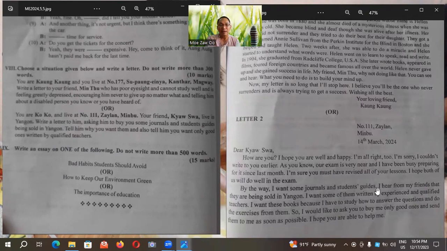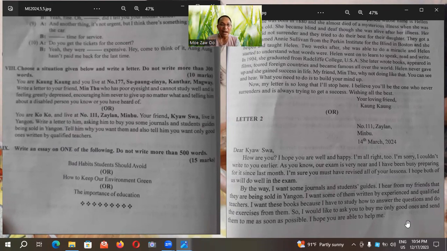So, introduction, greeting. How are you? I hope you are well and happy. I'm all right too. I'm sorry I couldn't write to you earlier. As you know, our exam is very near and I have been busy preparing for it since last month. I'm sure you must have revised all of your lessons. I hope both of us will do well in the exam.